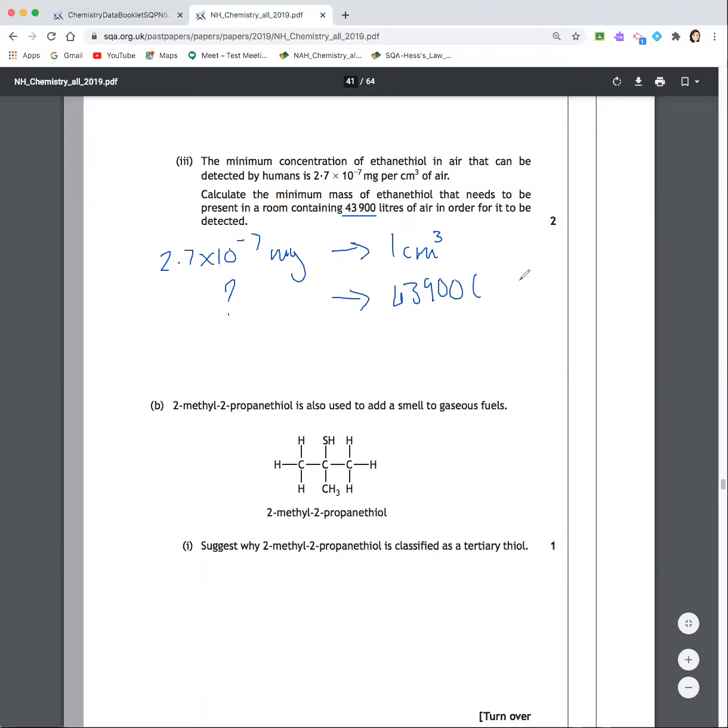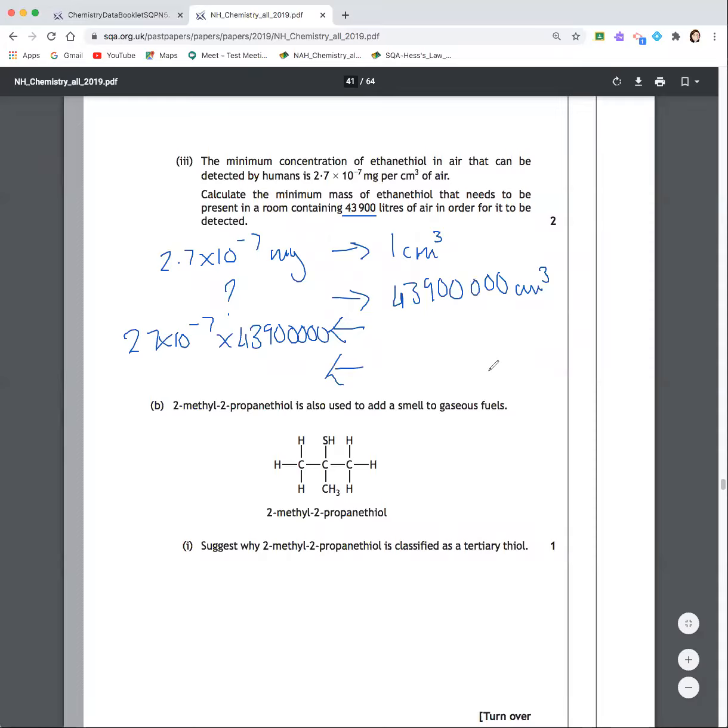So we're trying to find out how much we would need if we had this many litres. Because this is in centimetres cubed, we want to change this to centimetres cubed as well, so we just want to times it by 1,000. Just add 3 zeros onto the end of this. Okay, so we're wanting to try and find this, so I'm going to flip the arrow around. So to go from 1 to 4,000, whatever number that is, it's very big, we would multiply, so you would just do 2.7 times 10 to the minus 7 times 43900.